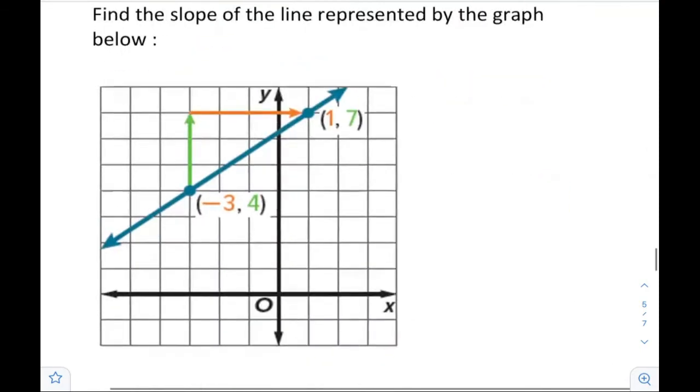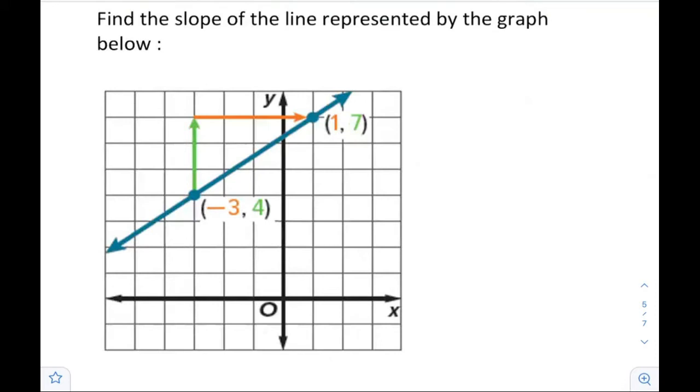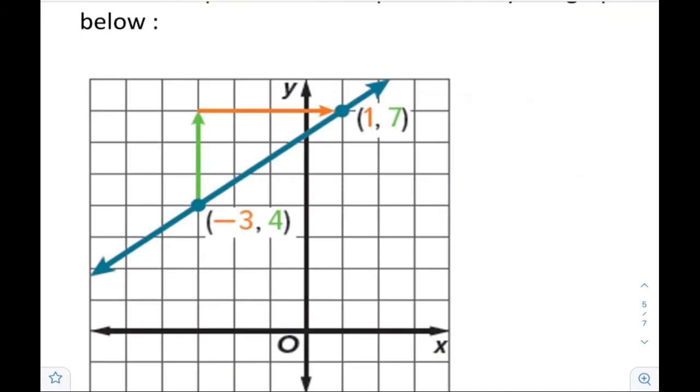Find the slope of a line represented by the graph. This time we have a graph drawn. What shall we do? Either you choose 2 points, you can choose any points, and he has helped you to choose these points, but choose smart points.